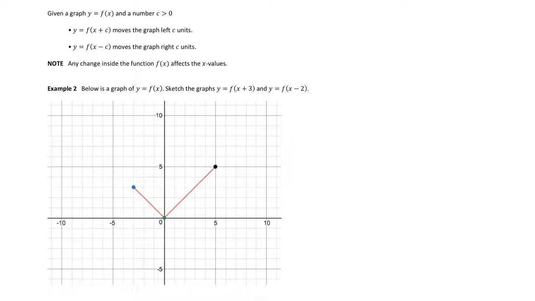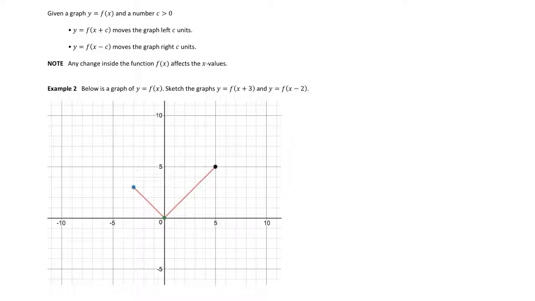But here's where things get confusing. So again, let's use the same function y equals f of x, which is right here. What happens if you this time add and subtract some number, not outside the function, but inside the function? What this means is you're now changing the x value. Here I'm adding some number to the x value. Here I'm subtracting a number from the x value.